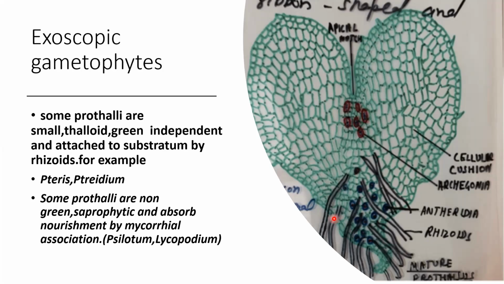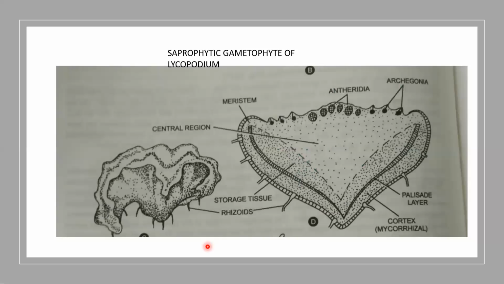And some of the prothalli may not be green in color in some of the genera of the Pteridophyta. And when they are not green in color, they will not be able to make their own food. So when they are not able to make their own food, they are also called heterotrophic in mode of nourishment. So they may be saprophytic, that is, they may be getting their food from the dead organic matter. An example is Xylotum and Lycopodium.